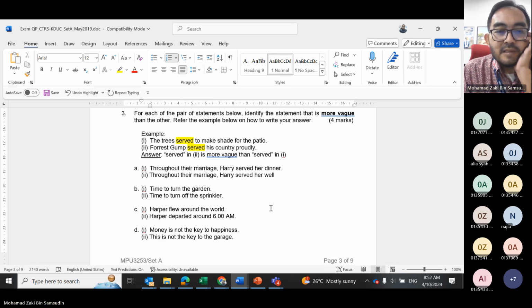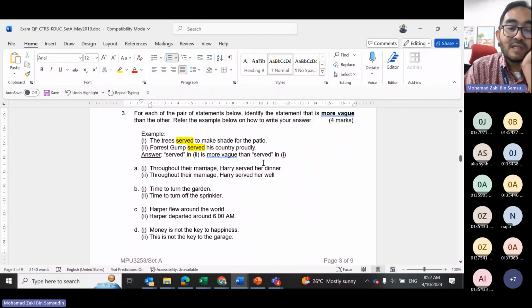Sebab apa? Sebab question number 2 over here, serve his country proudly lah. I think this statement is an argument or an opinion which is tak jelas. How do you know really that he was serving proudly? But in terms of the trees serve to make shade for the patio, itu benda yang kita nampak jelas lah.